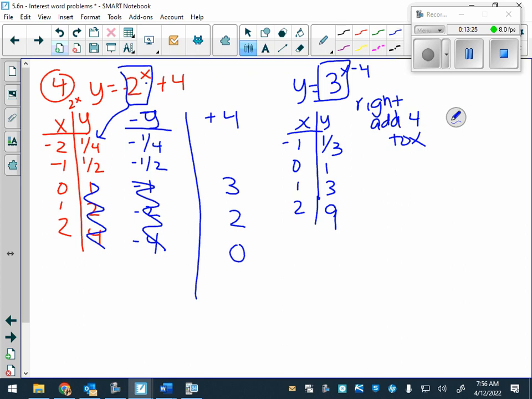So you would have 3 and 1/3, 4, 1, 5, 3, 6, 9. Those are new points. Okay? So if it's in the exponent, it's affecting your x value. Yep.